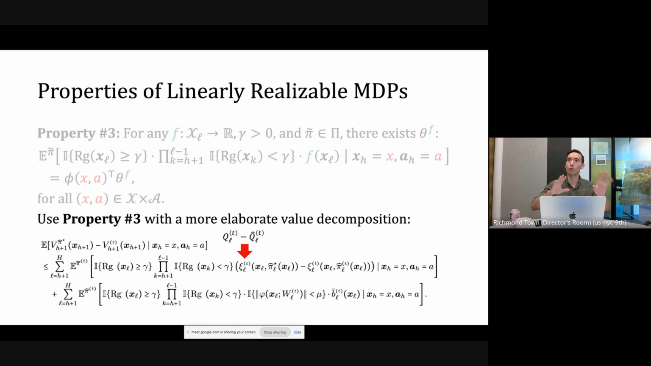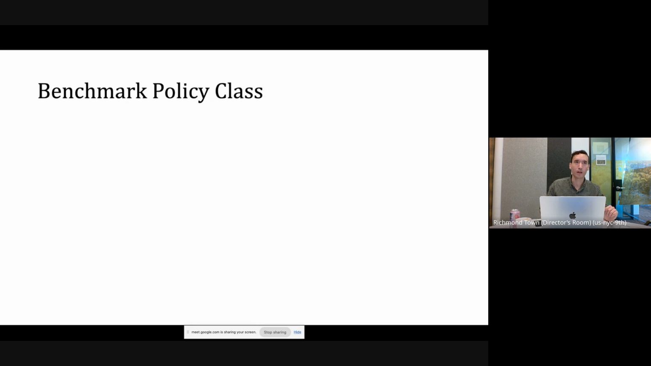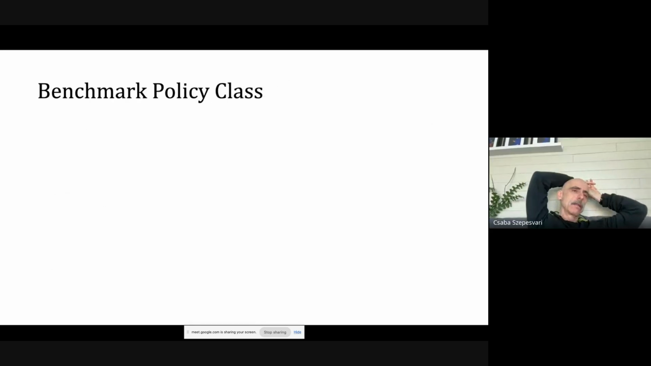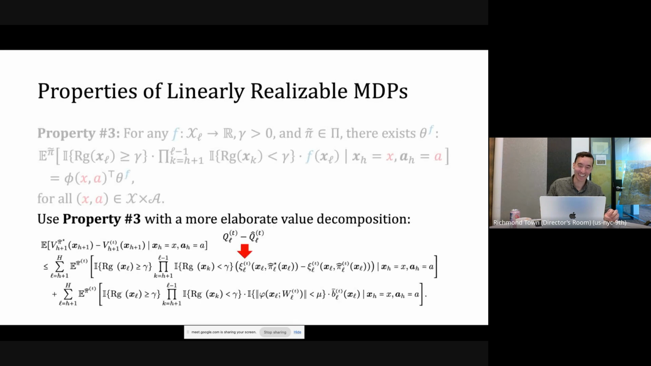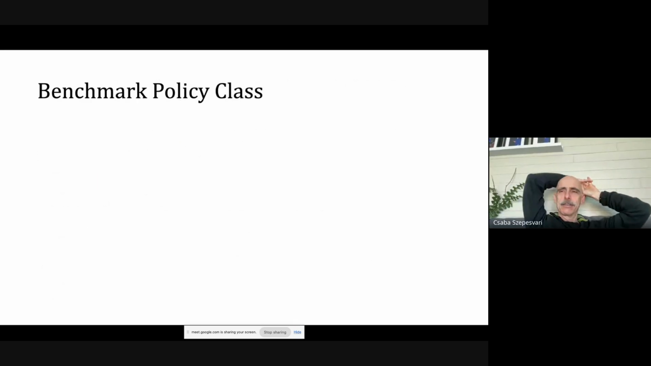So when we do this more involved decomposition, we can get the truncated bonus instead of the untruncated bonus. This is too much detail, but I just wanted to give you a high-level idea of what's going on. Just to indicate the pain that went into it. Sure.